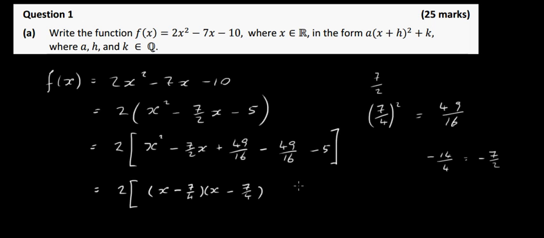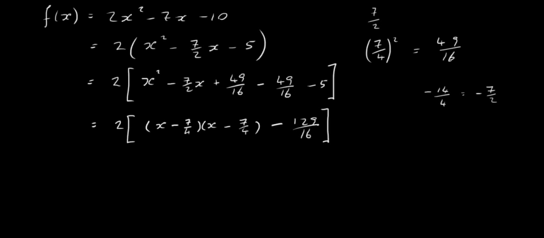I haven't done anything with these yet. If I add those two together, what I'll actually get is minus 129 over 16. You can do that on your calculator. This is what you'll end up with here. So let me just move this up a little bit. What I've ended up with here is this 2, this here is just x minus 7 over 4, which I'm going to square, and then I've got minus 129 over 16 here.